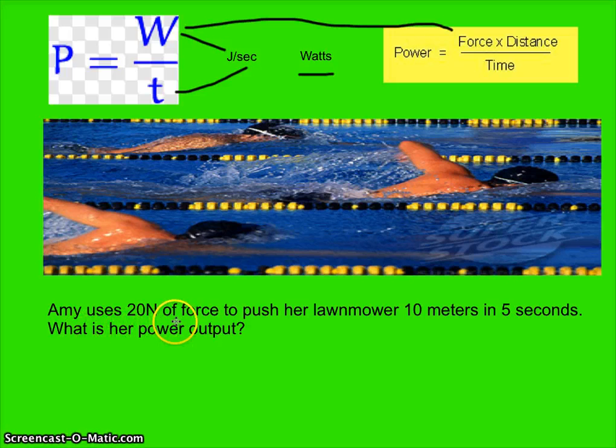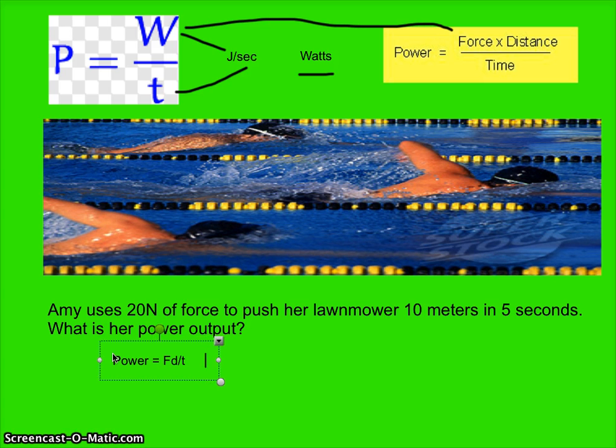Amy uses 20 newtons of force, so newtons is going to be force, to push her lawnmower 10 meters. Meters is going to be distance, in 5 seconds. So in this case, we had to calculate the force times distance before we can learn the power. Okay, so that means power equals force times distance divided by time.